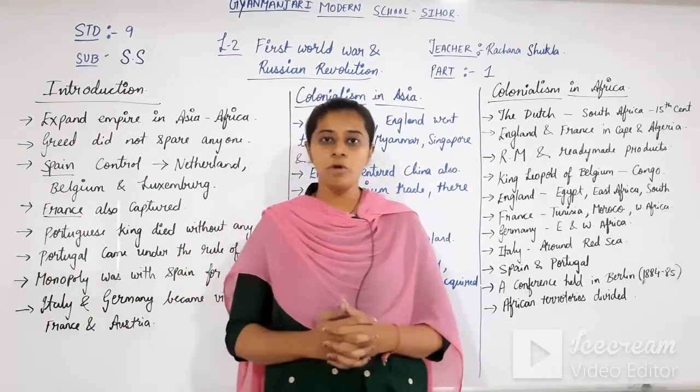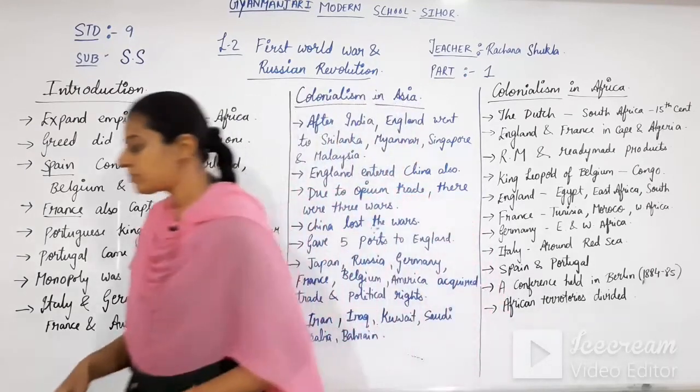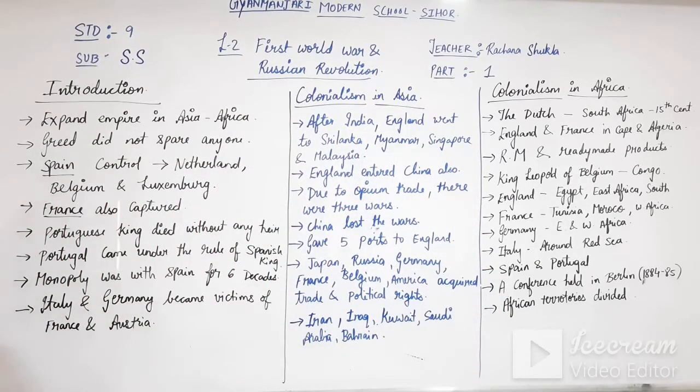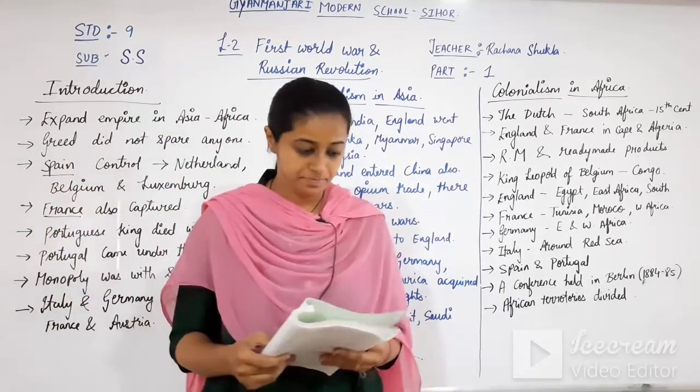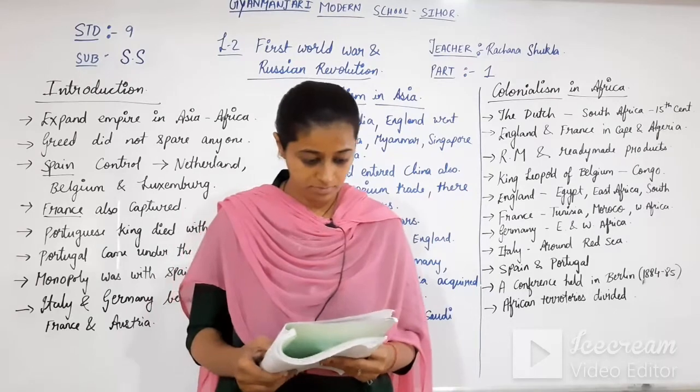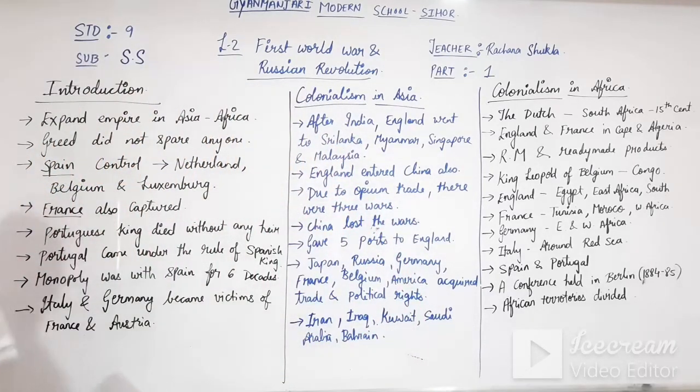Meanwhile, it's time for your homework, so note down the questions and find out the answers from your textbook. So question 1. Your question 1 is, which countries were controlled by Spain?